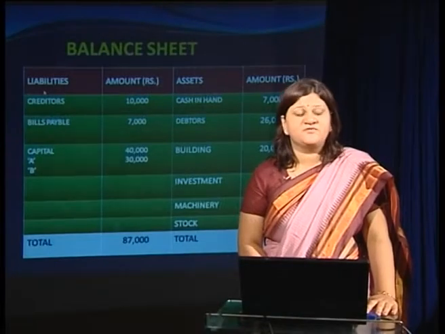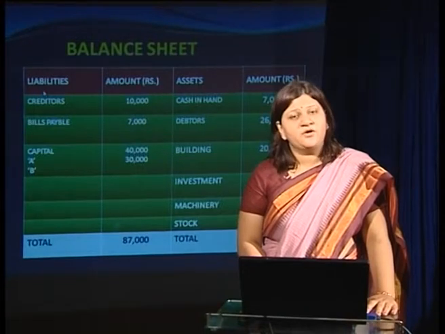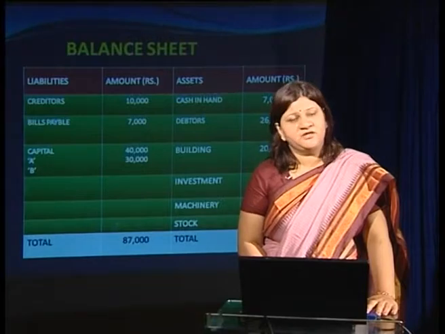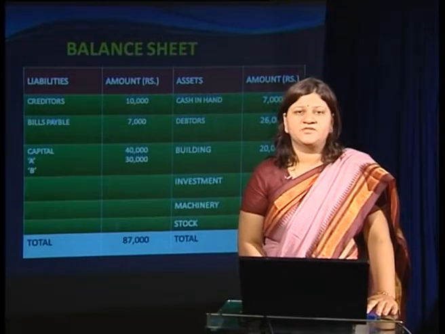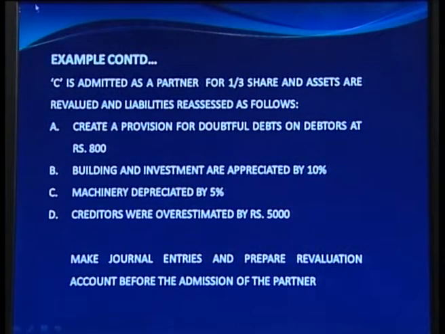So these figures of assets and liabilities have to be taken into account so that we can record the adjustments given in the form of additional information in the question. So let's see what the adjustments given in the question are. C is admitted as partner for 1/3 share.